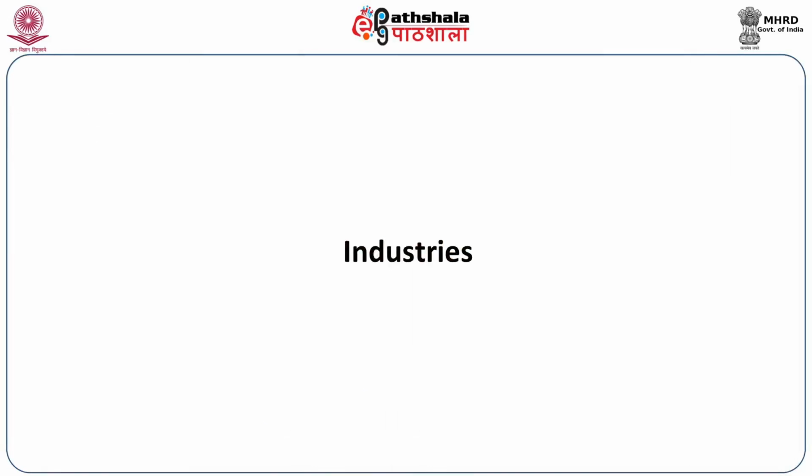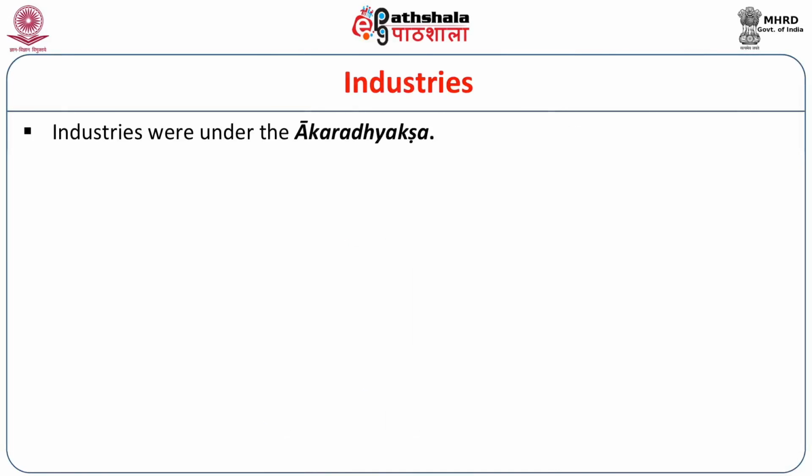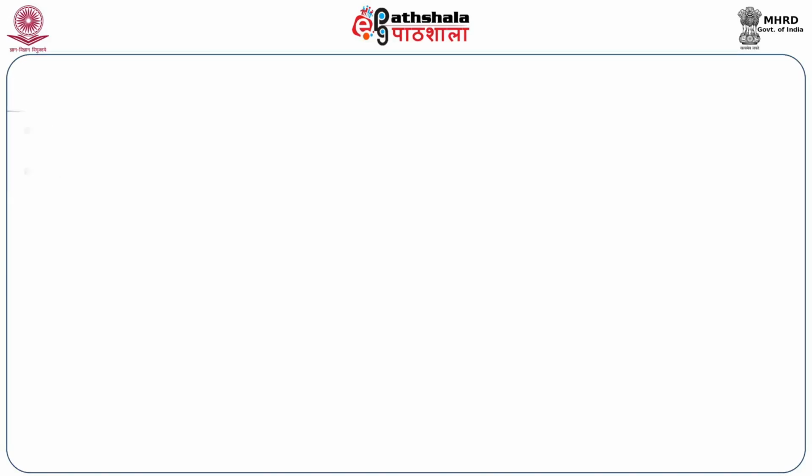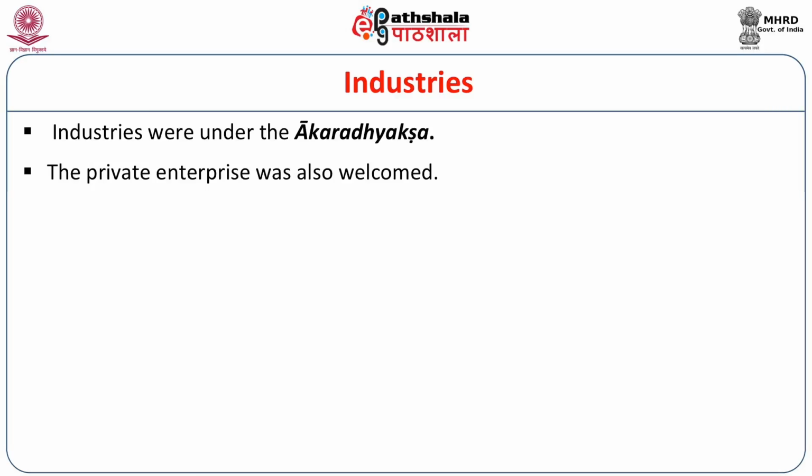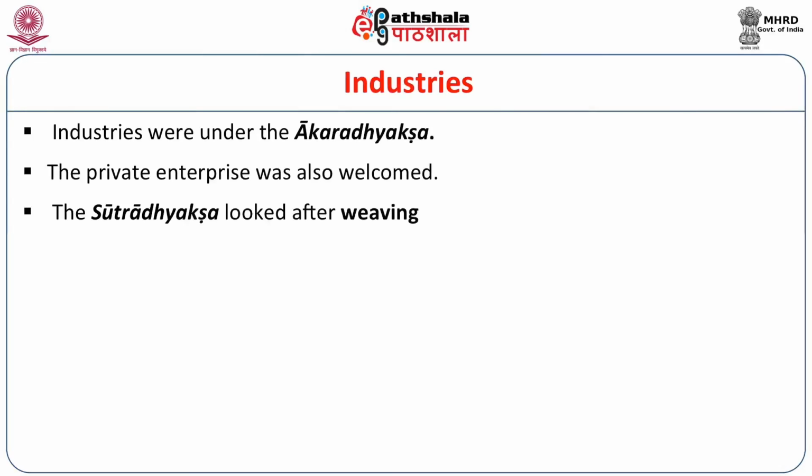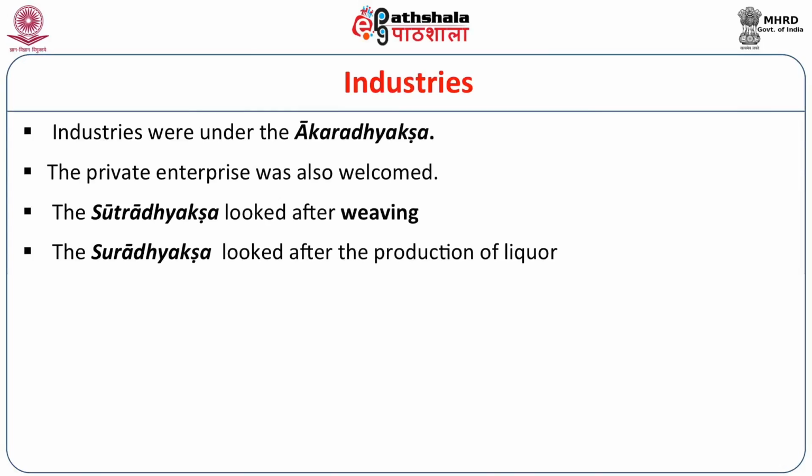Next, what we get? We get industries. Industries were under the Akarodhaksha. In case of agriculture, we have seen Shitadhaksha. In case of industrial production, that is also a kind of production, non-agricultural production, here we find the top officer called Akarodhaksha. The private enterprise was also welcomed besides the state control. The Shutradhaksha looked after weaving. Shutradhaksha only supervised weaving.